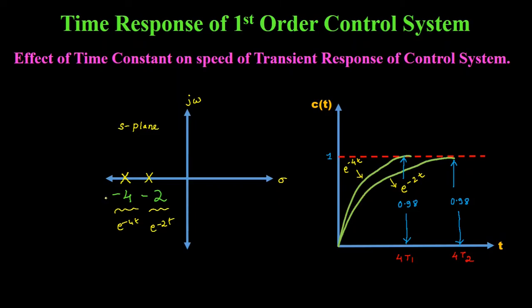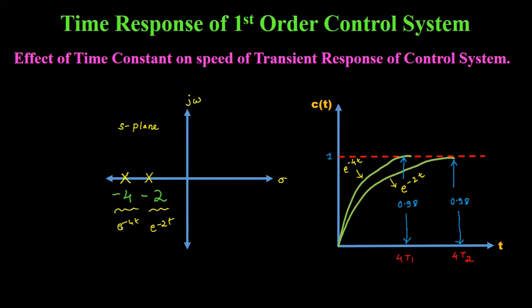From this pole zero plot we can see that as the closed loop poles in the left half of the s plane move away from the imaginary axis, the transients die out more quickly, making the system more stable. That means in the e to the power minus 4t system, the transient response is dying out earlier than in the e to the power minus 2t system. Therefore, as the closed loop poles in the left half of the s plane move away from the imaginary axis, the transients die out more quickly, making the system more stable.